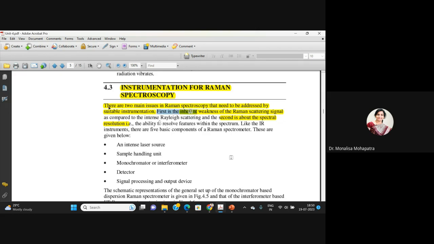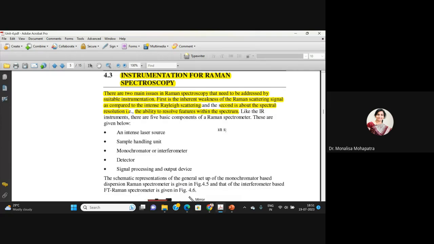The first is the inherent weakness of the Raman scattering signal as compared to the intensity of Rayleigh scattering. The second is the spectral resolution, the ability to resolve features within the spectrum: how you can tune the resolution, and how you can tune the programming in the software or instrumentation, so that you get a good signal.